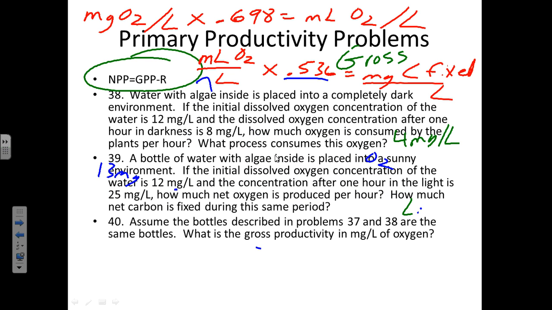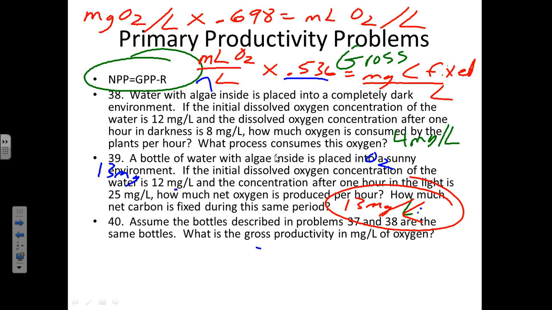All right, the last part of this question says, assume the bottles described in 37 and 38 are the same bottles. That should say 38 and 39, I think. This bottle was in the dark. The plant used 4 milligrams of oxygen per liter per hour. This one was in the light. It released 13 milligrams of oxygen per liter in an hour.